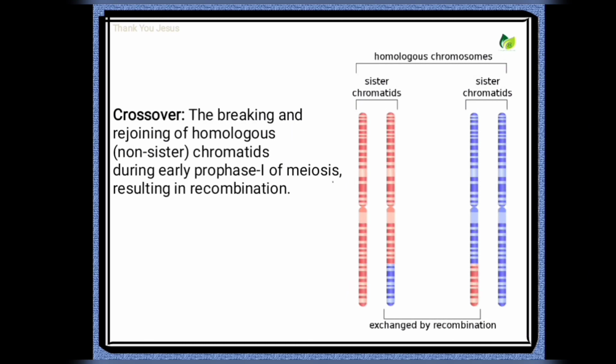Next, crossing over. The breaking and rejoining of homologous non-sister chromatids during early prophase 1 of meiosis, resulting in recombination. Look at the picture here also. The chromatin material is exchanged between the two non-sister chromatids of homologous chromosomes. That is nothing but crossing over. It generally happens in prophase 1.